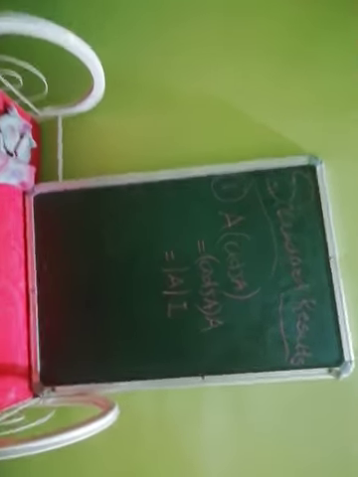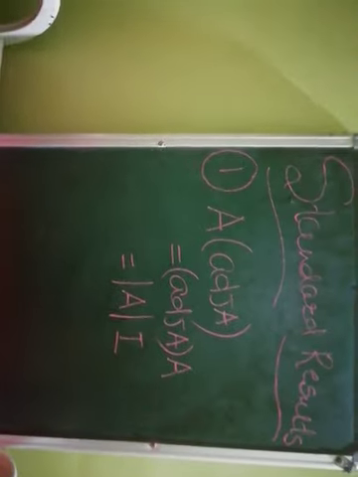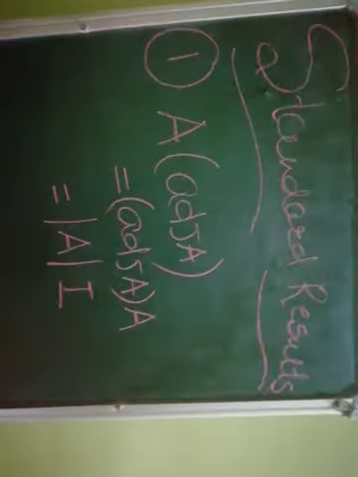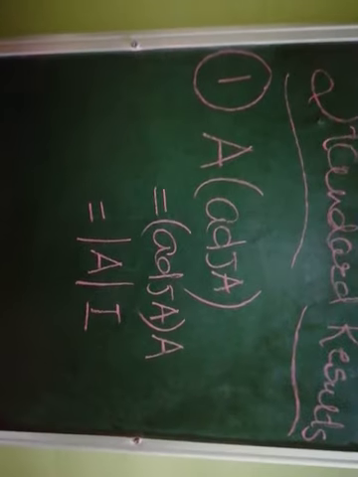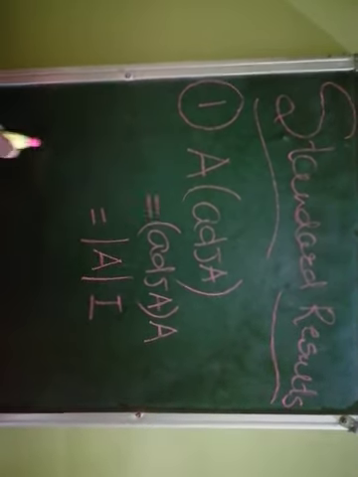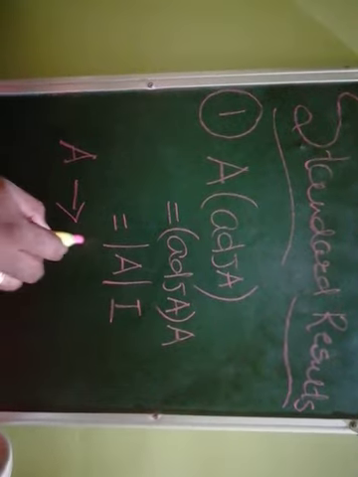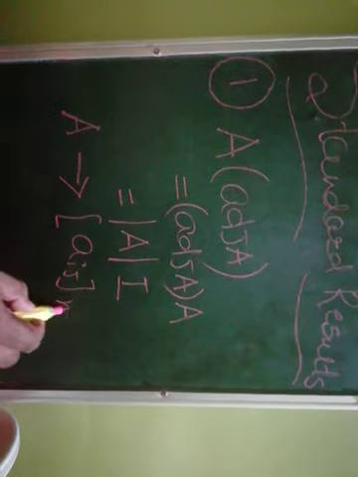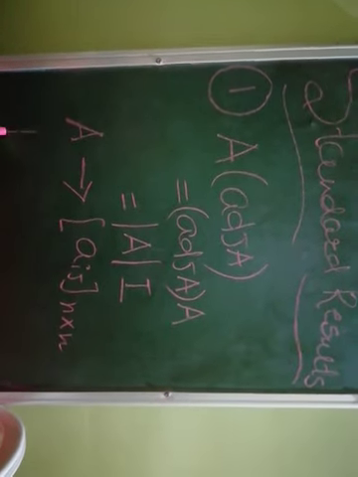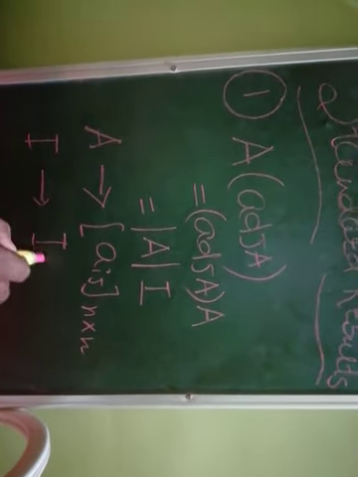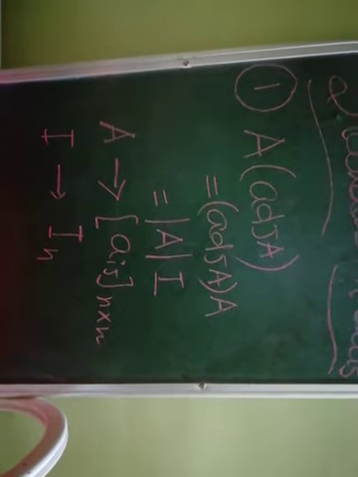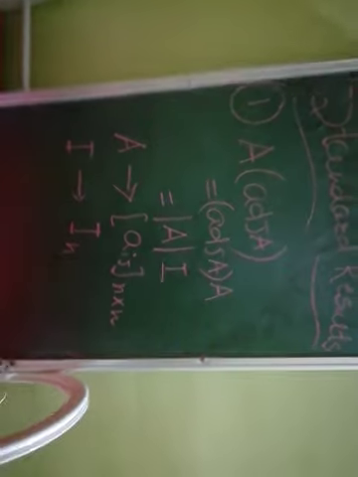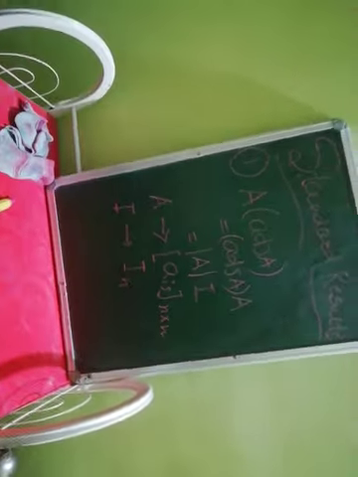Determinant of A into I. Now you all can recall, I is the identity matrix of the same order as A. So here A is a square matrix of order n, suppose. Then I is the identity matrix of order n, that is In. I have written it in short here. So this is a very important property. Now let us see why it is.